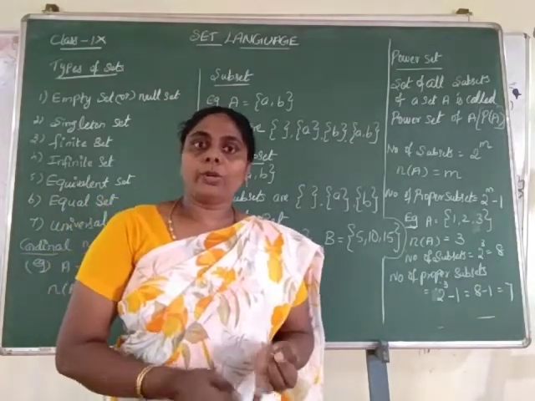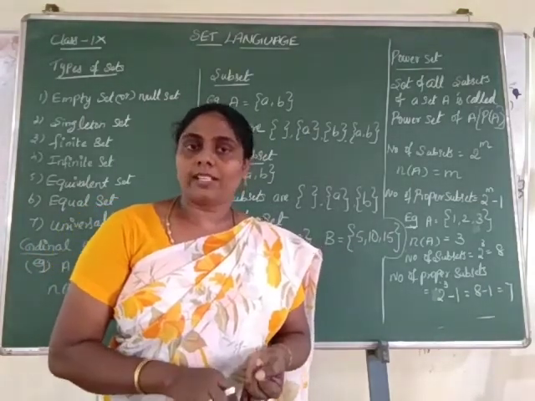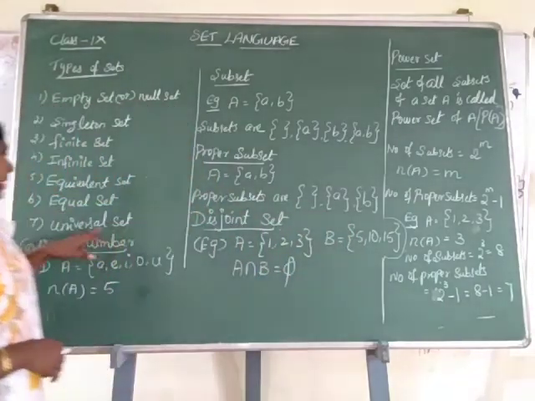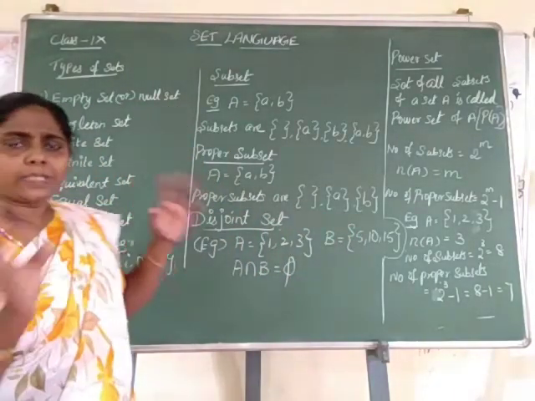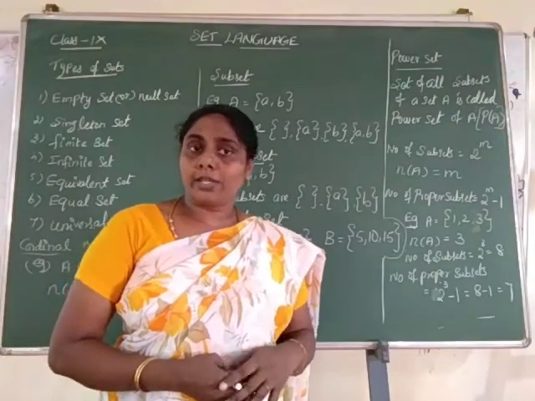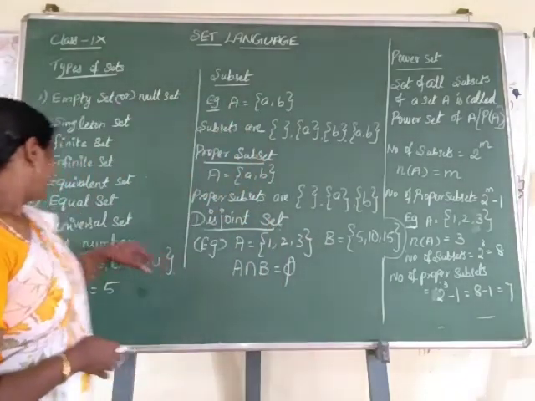Elements same irukano adhe mari cardinal number same irundaduna adu equal set. Next one, universal set. All the things present inside the set, you have to consider as the universal set. Okay, wow. Next one, cardinal numbers.